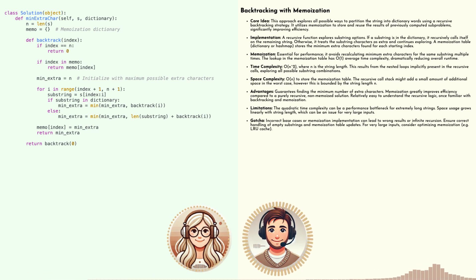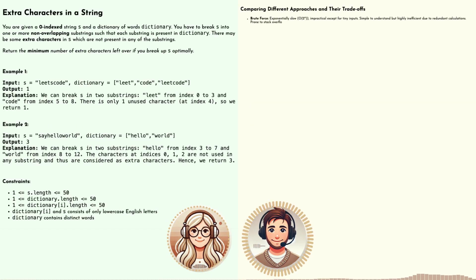And then before we return from this function, we store min extra in our memoization table, so we don't have to recalculate it. Exactly. I think I get it. So that's backtracking with memoization. Yeah, that's a lot. It is. But I think I'm starting to get it.